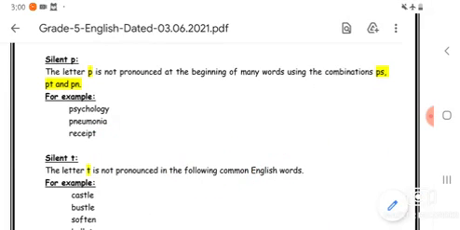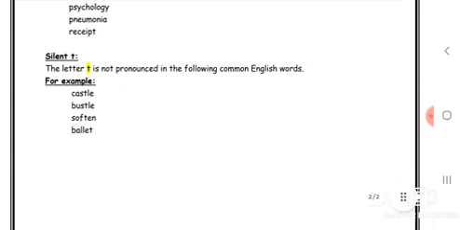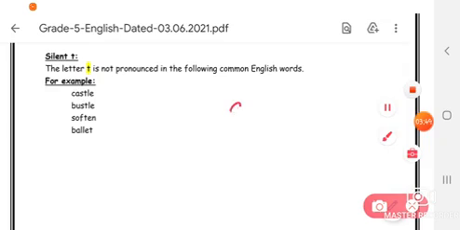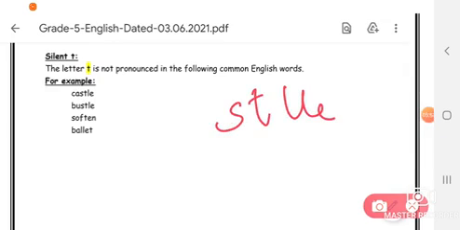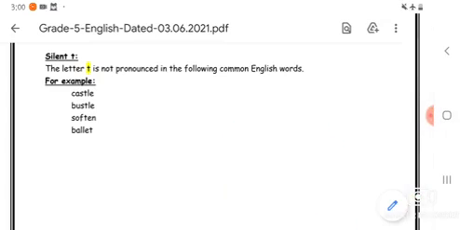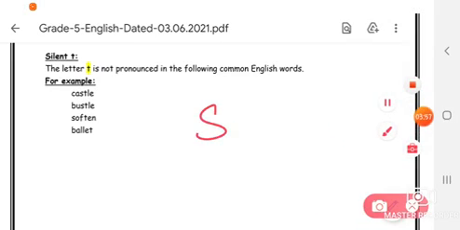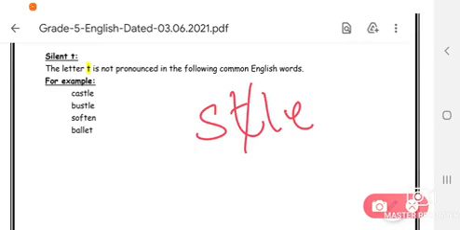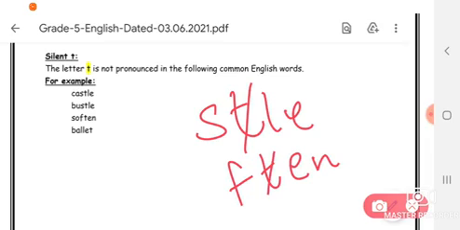It is silent. Our last letter today is the silent T. The letter T is not pronounced in many English words where we have a combination of STLE. Here T is silent. It is not pronounced. Or FTEN. Here also T is not pronounced. Or words like ballet, where it is at the end.